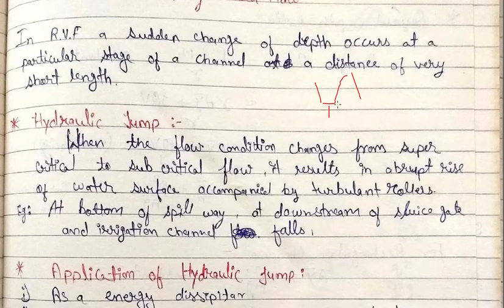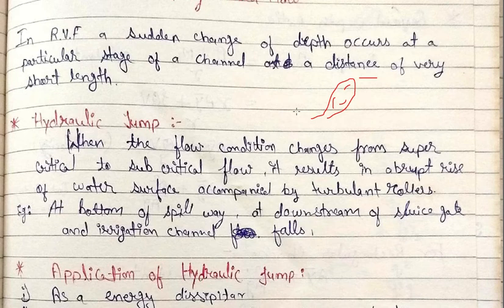And in this hydraulic jump, there is energy. Suppose there is a flow and this is the jump. So there is turbulence in the jump. This is the turbulent rollers. It will form in the jump.